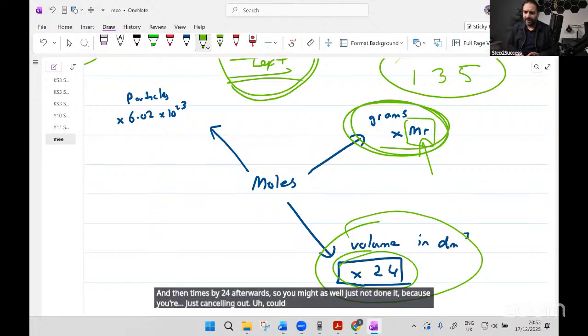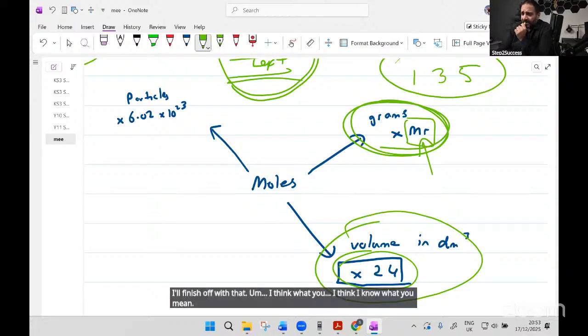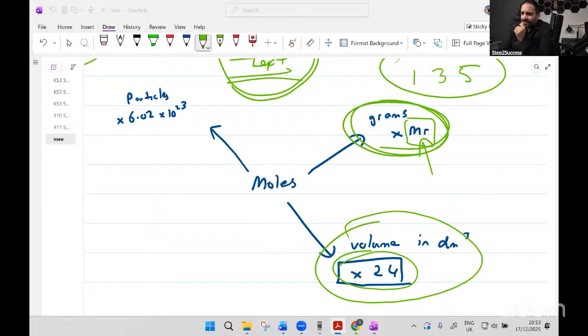Could you do a moles question including ratios? Yes, I'll finish off with that. I think I know what you mean. This will do.